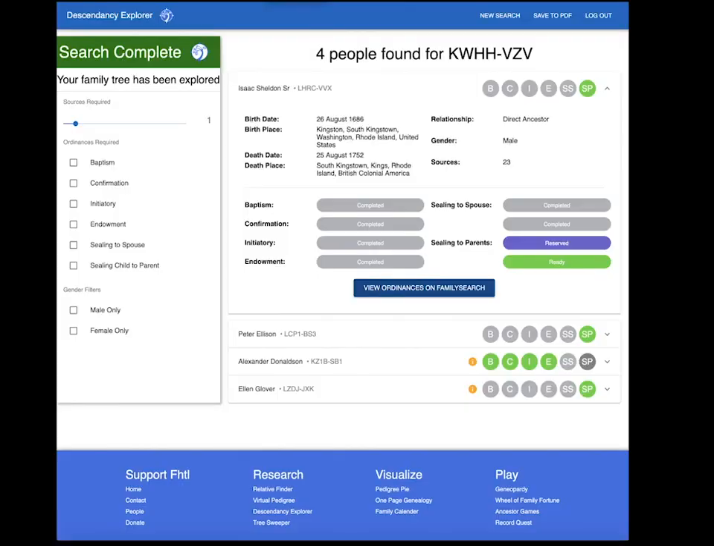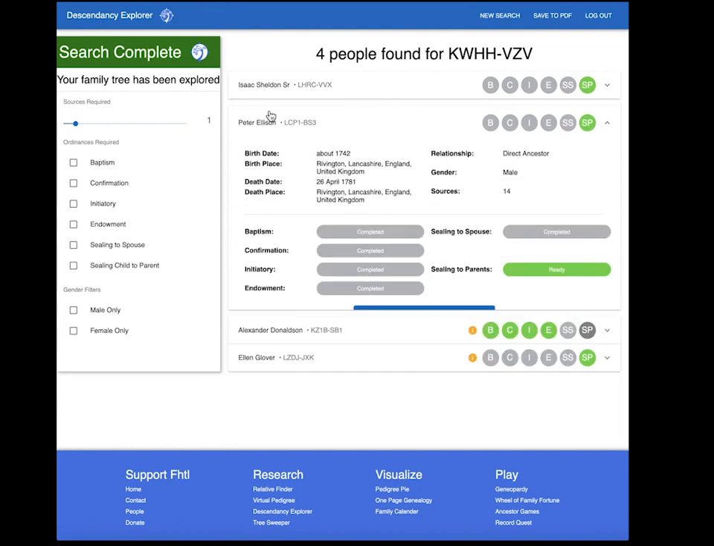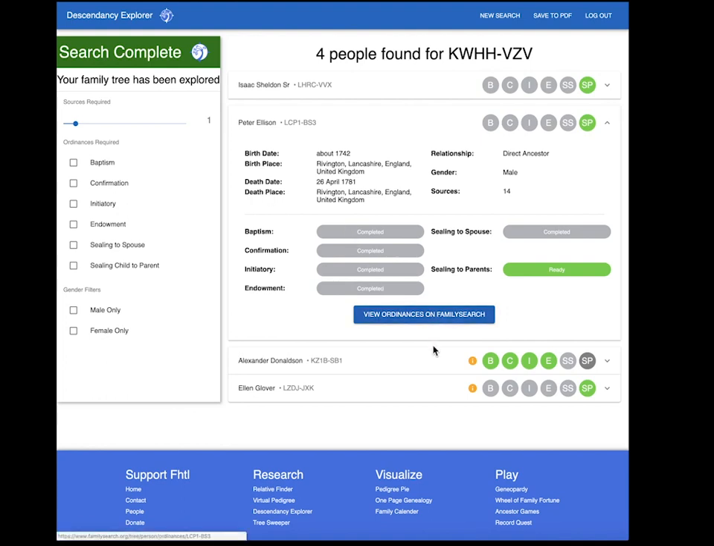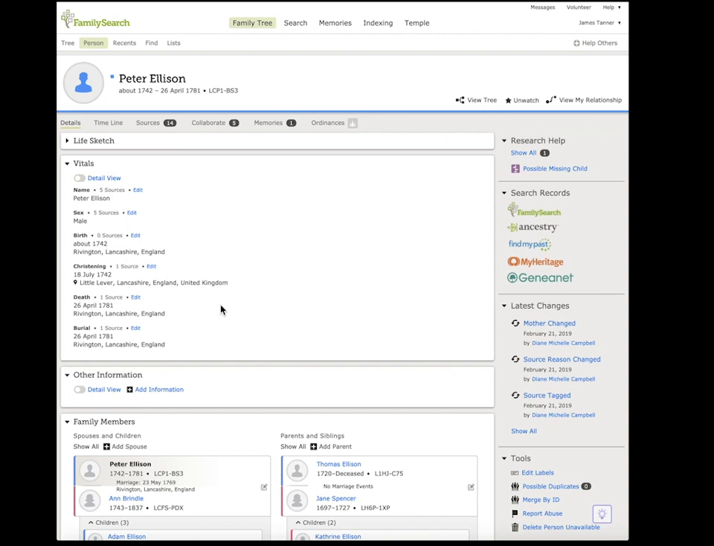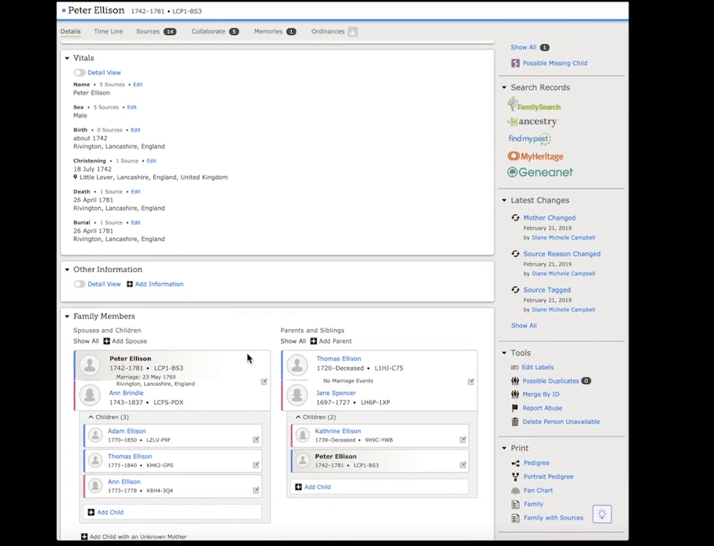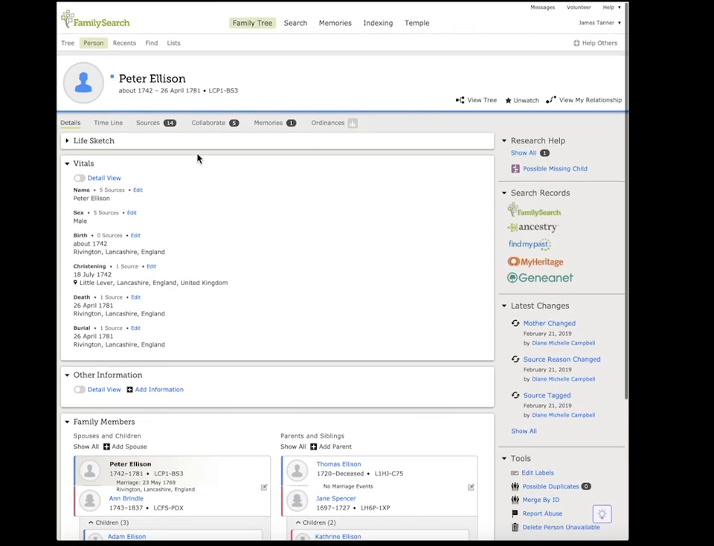So we'll go back to our descendancy findings here and open up the next person. See if there's a problem with this person. Looks like there's a number of people here that need a lot of work done, like Alexander Donaldson. But we can view the ordinances again on FamilySearch. Go look at the details. And we have a Thomas Ellison who has a son by the name of Peter Ellison and a mother by the name of Jane Spencer. And there are 14 sources.